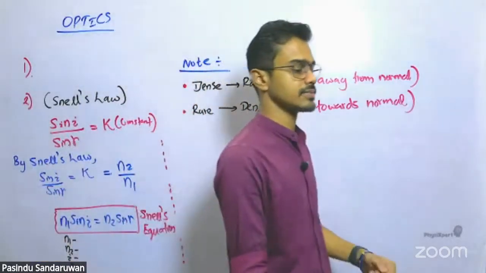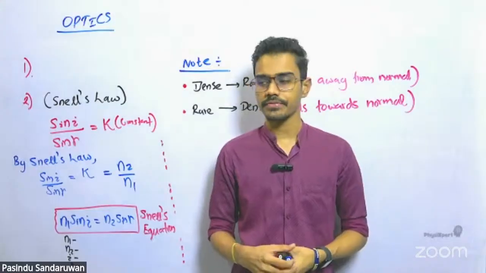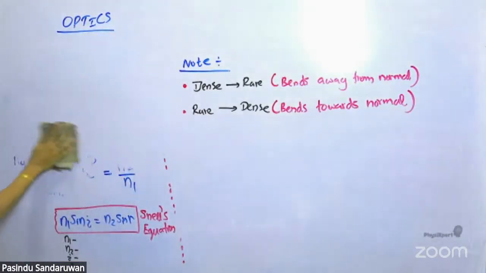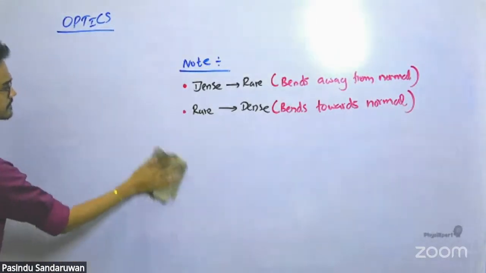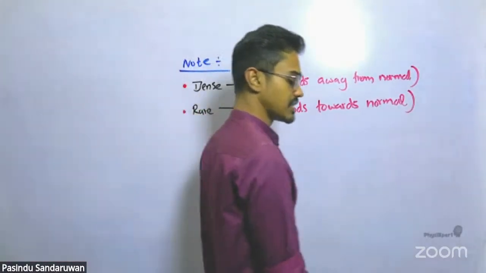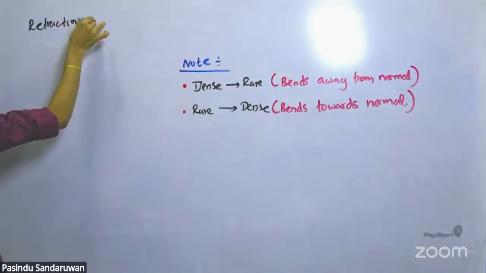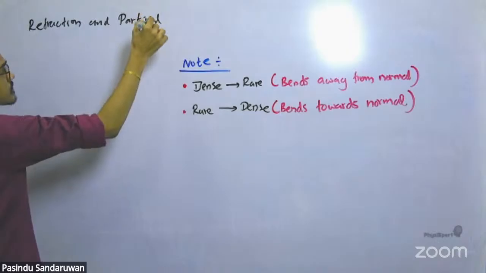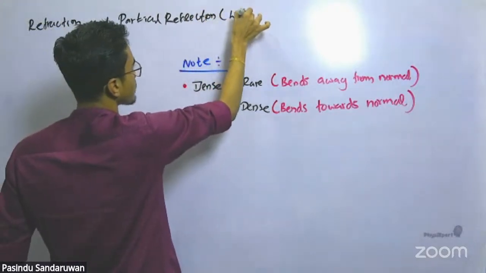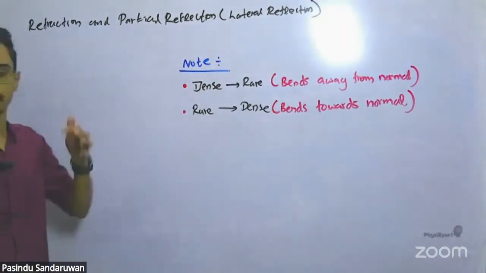Now we are moving on. As the next heading, write down refraction and partial reflection. That is also called lateral reflection.